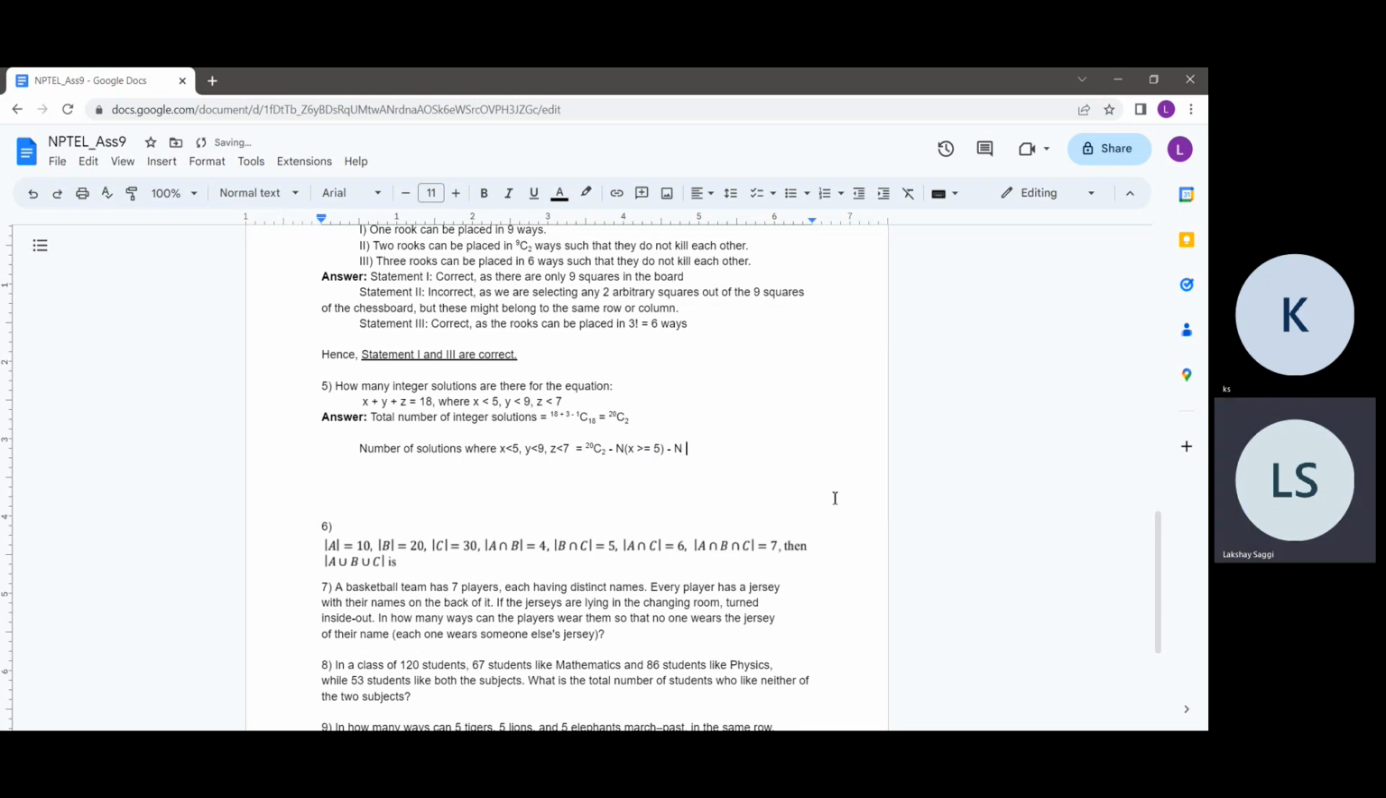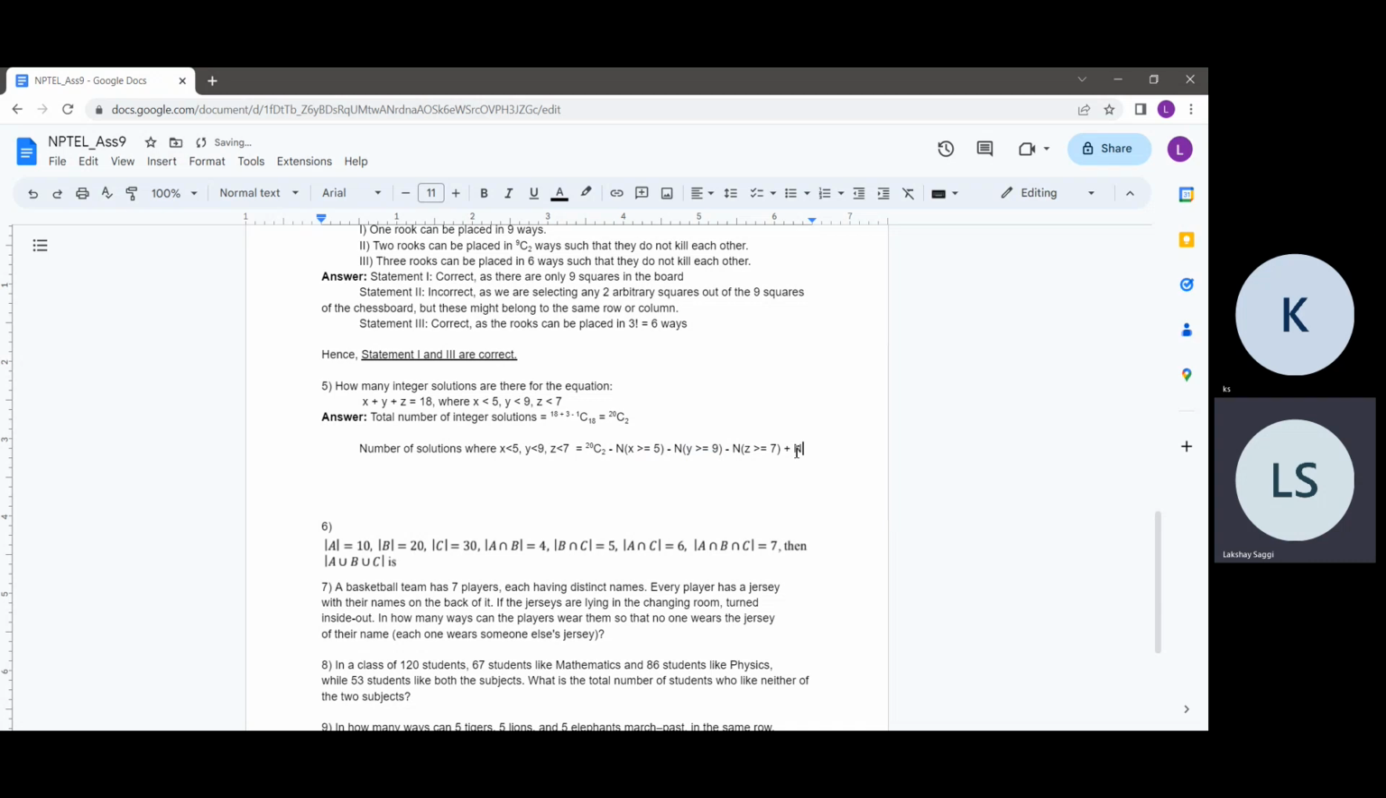Similarly, I'll need to subtract those solutions where y is greater than or equal to 9, because I need y to be less than 9. And similarly, I'll need to subtract the solutions where z is greater than or equal to 7. While subtracting these, I might subtract the solutions where two of these conditions are met together. So I need to add those back.